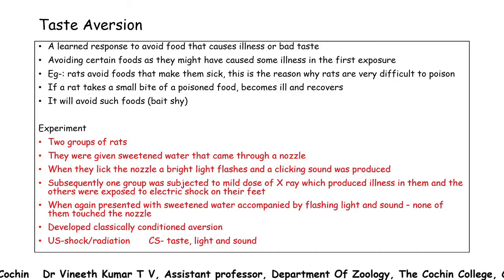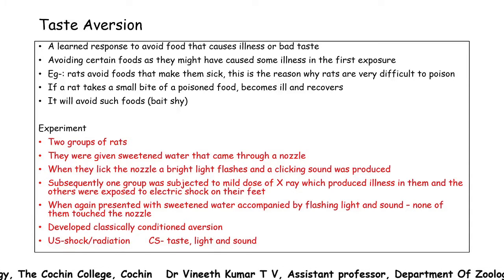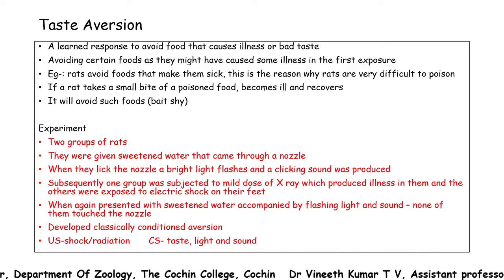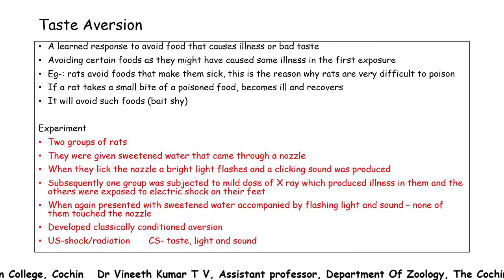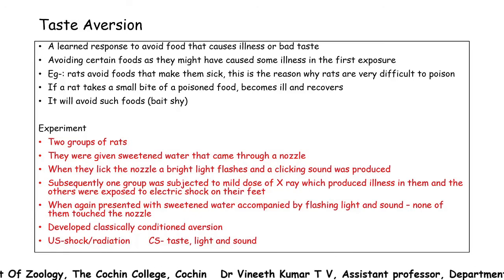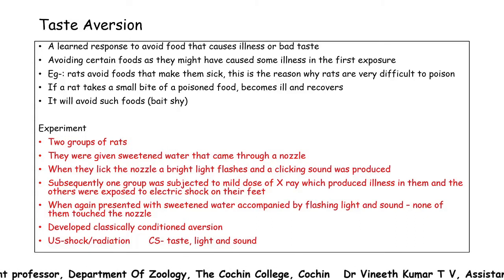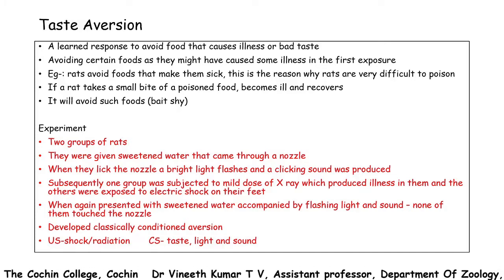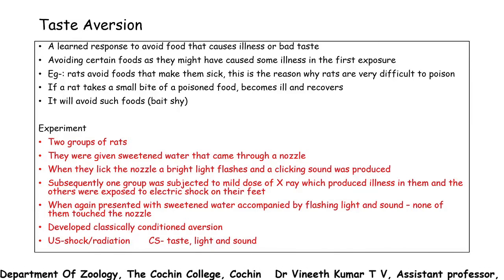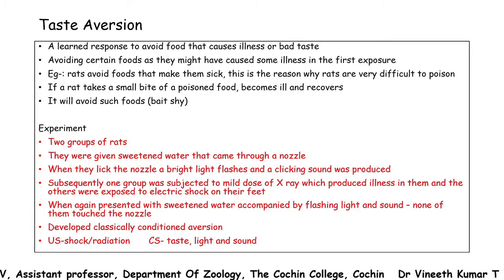So, it has been long known that rats are adept at avoiding all types of food that make them sick. This is the reason why rats are difficult to poison. If the rat takes a small bite of a poison food, becomes ill, and then recovers, it will thereafter try to avoid this food. And this type of avoiding a particular bait, because they are avoiding a bait which is placed by humans, which is a poison, is usually termed as bait shy.